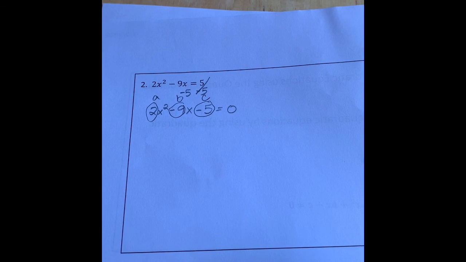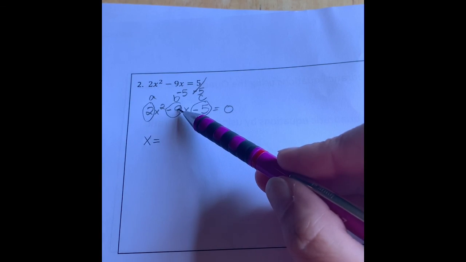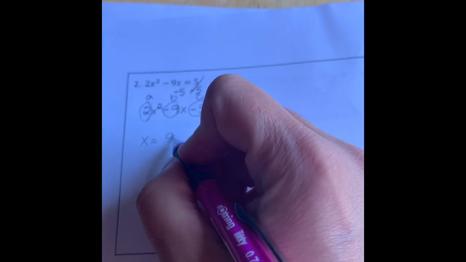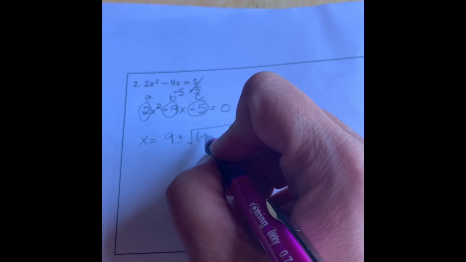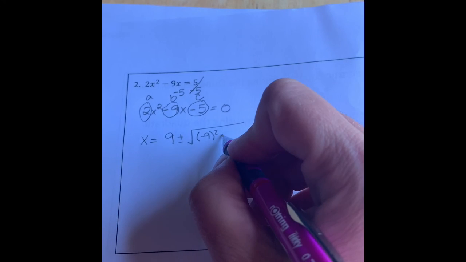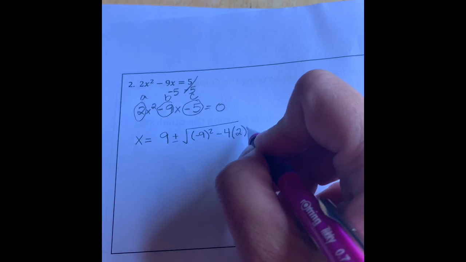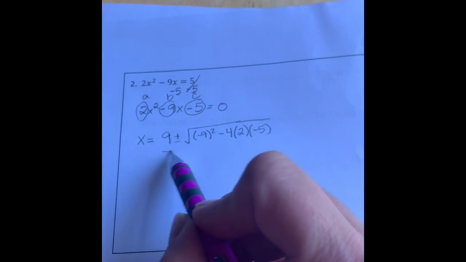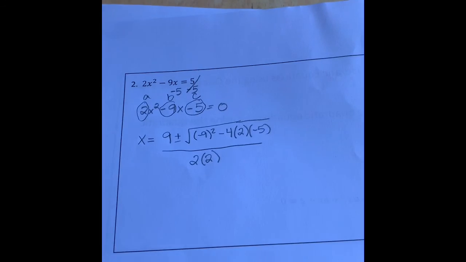So now we're going to plug it into that quadratic formula from the front page. So x equals negative b. Well, b is negative 9, so a negative of a negative 9 would change that to a positive 9. Plus or minus the square root of b squared, so negative 9 squared, minus 4 times a, which is 2, times c, which is negative 5. And then that whole thing is going to be divided by 2 times a, which is 2.